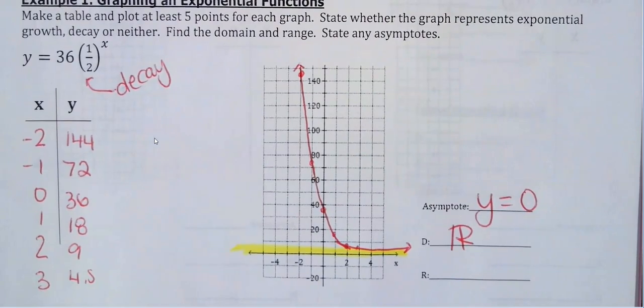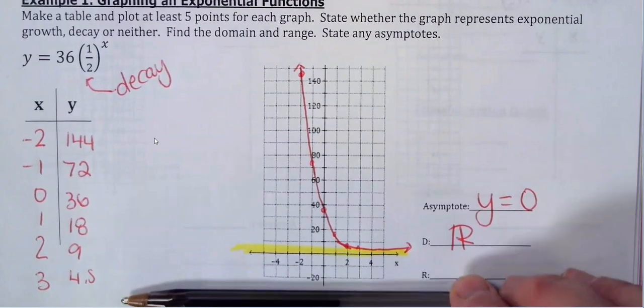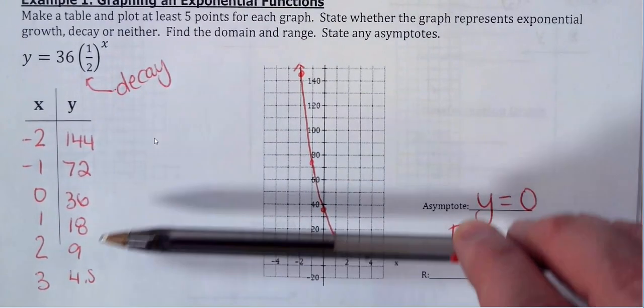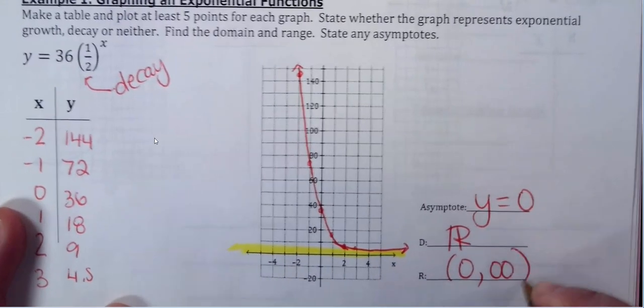Okay, what about the range? Same or different? It is actually the same. I know it's different than the graph in terms of what it looks like, but it's the same range. I don't start touching any part of this graph till I hop over the asymptote. So the range should just be asymptote, and then it's going up forever, so it's going to go up to infinity.